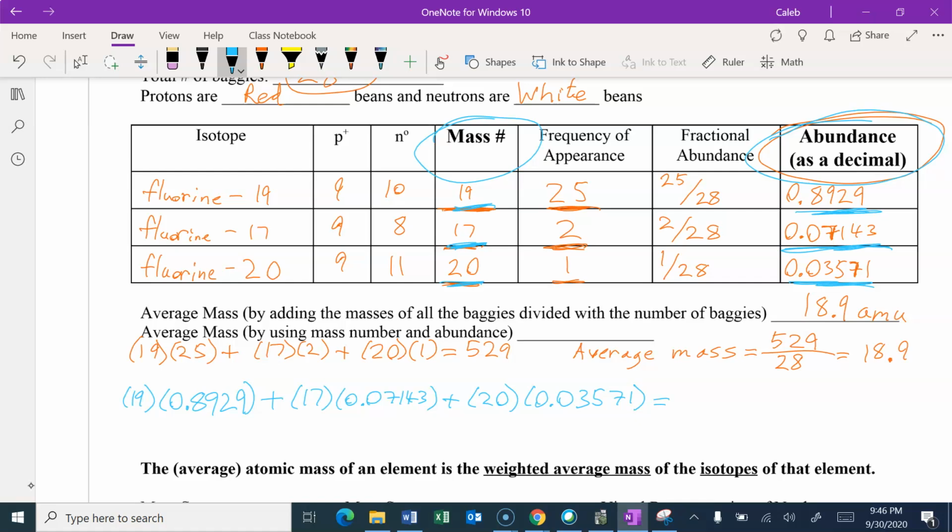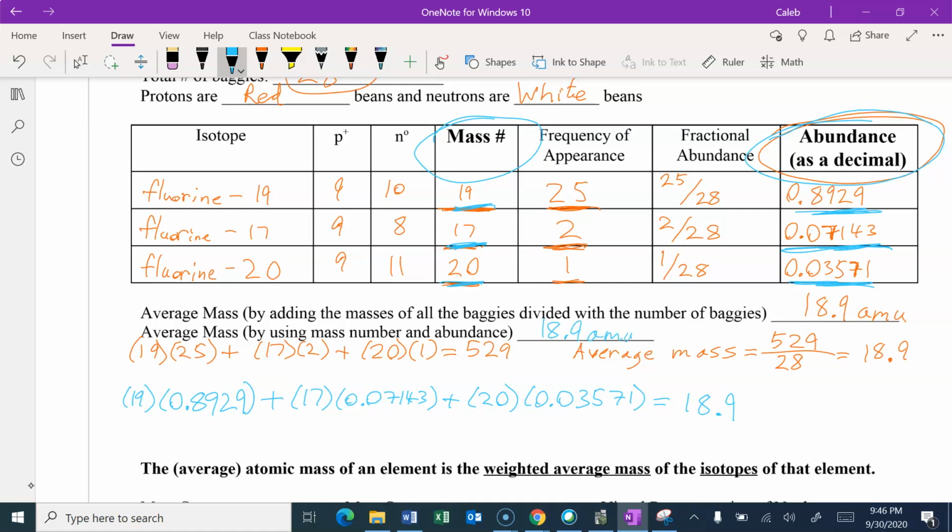If you were to put this in a calculator, multiply 19 times 0.8929 plus 17 times 0.07143 plus 20 times 0.03571, the answer you get is 18.9, which is the same thing that we got before.